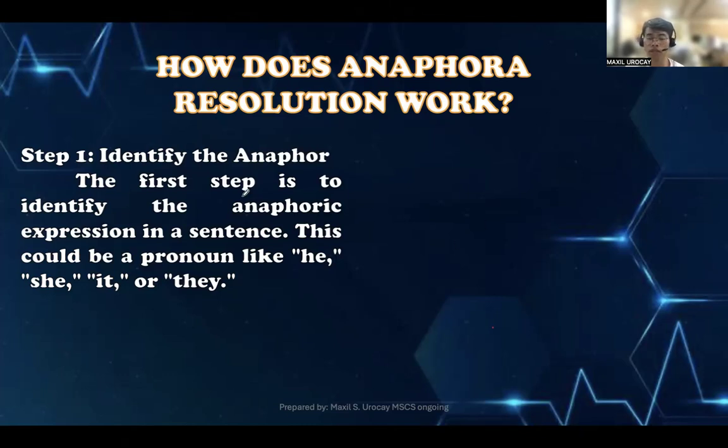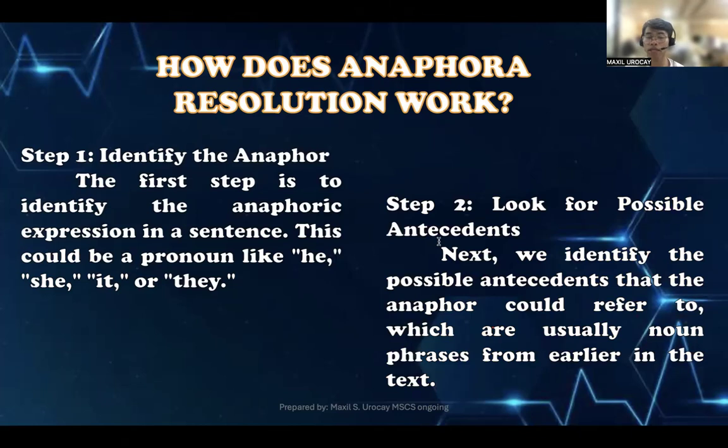Step two, look for possible antecedents. Next, we identify the possible antecedents that the anaphor could refer to, which are usually noun phrases from earlier in the text. So you have to find the noun phrases in the sentence or discourse that could be the antecedents of such anaphors.